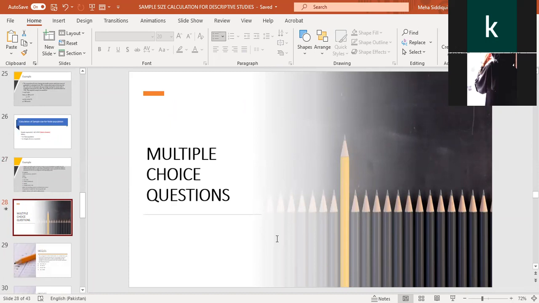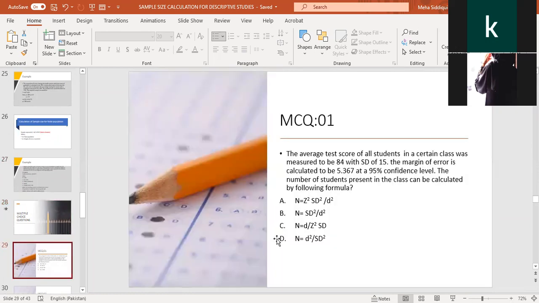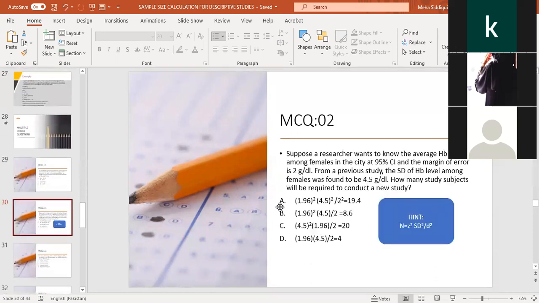Now coming to multiple choice questions. MCQ number 1, the average test score of all students in a certain class was measured to be 84 with standard deviation of 15. The margin of error is calculated to be 5.367 at 95% confidence level. The number of students present in the class can be calculated by following formula. Alpha. Yes, right answer is alpha.